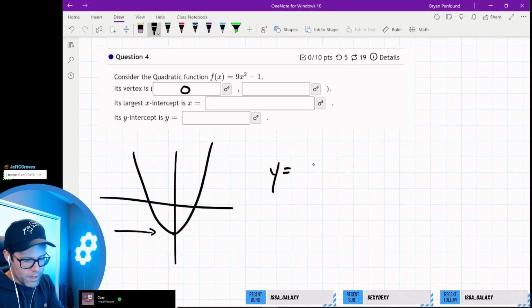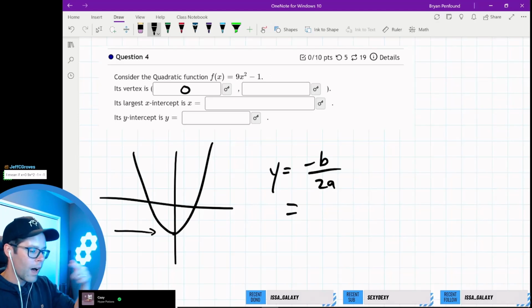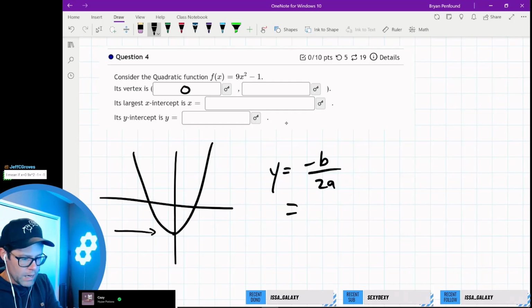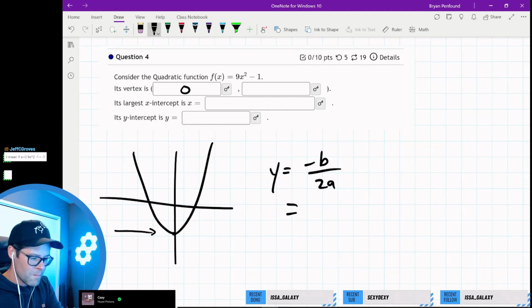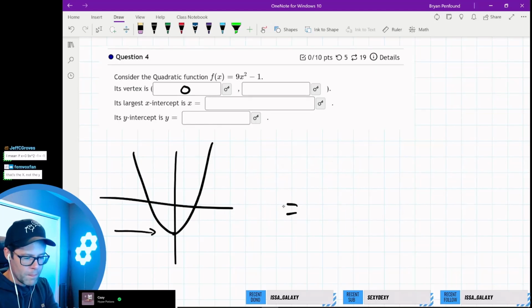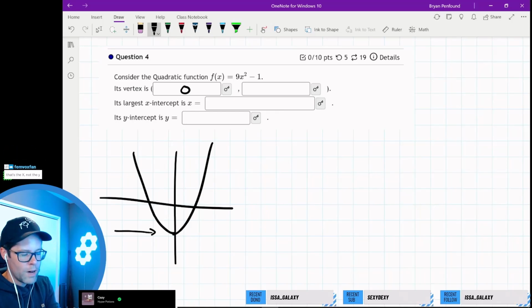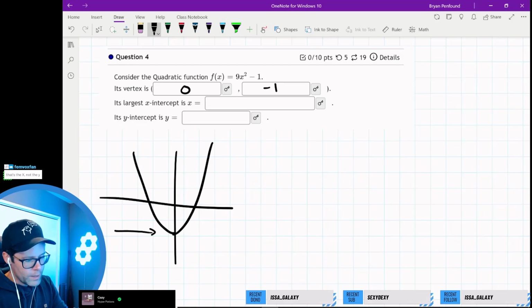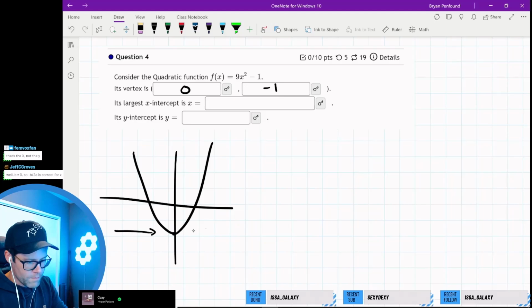So, fam, you're thinking negative b over 2a should be where the y component is for our vertex. So negative b, so wait a second, there is no b. But y is definitely down. Oh, y is just down 1. So isn't it just at negative 1? When x is equal to 0, then this thing is at negative 1. So I think the vertex is down here.